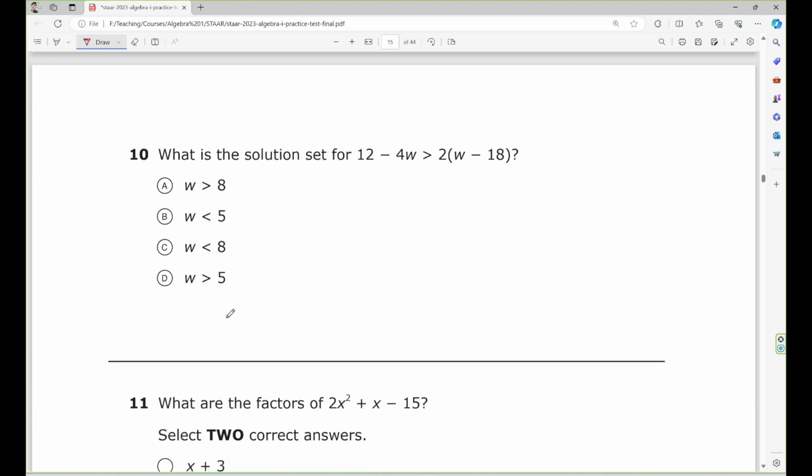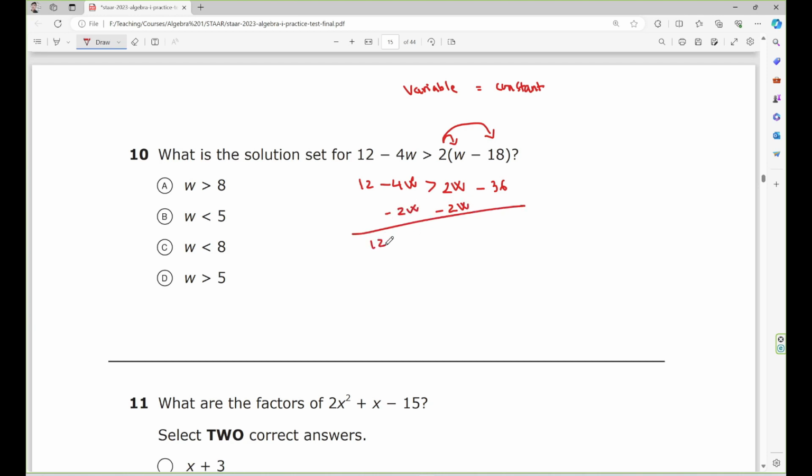Move on to number 10. What is the solution set for this one? 12 minus 4w greater than 2 times w minus 18. Alright, you just distribute this one. So we have 12 minus 4w greater than 2w minus 36. Now remember, variable on the left, constant on the right. Keep that in mind. Alright, so I subtract 2w from both sides.